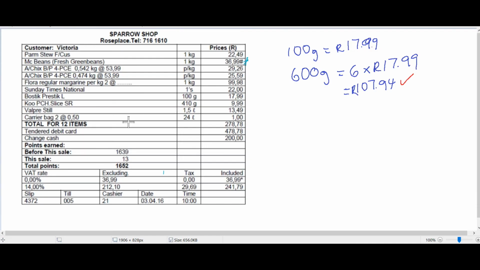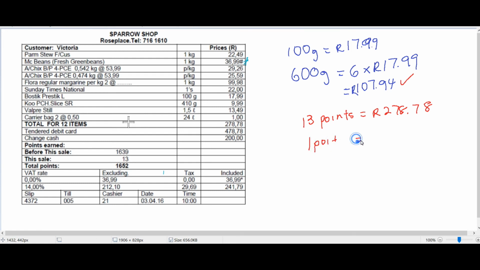So let's go back to our screen. So let's see how we can calculate that. So remember we said what was the total price for the items that she bought. The total price was 278.78, and for that she earned how many points? 13 points. So we want to know, let's write that down. 13 points is equal to 278.78. So what will be the value of 1 point?